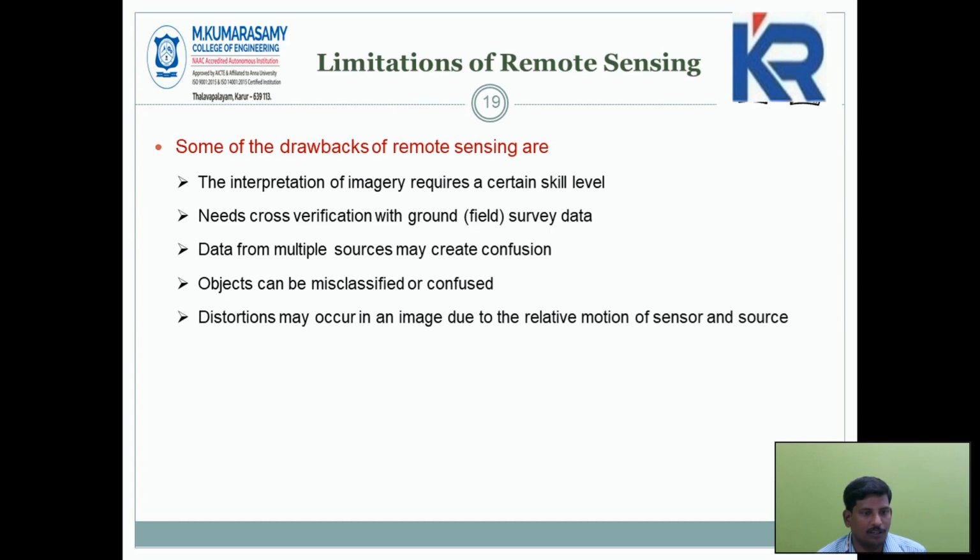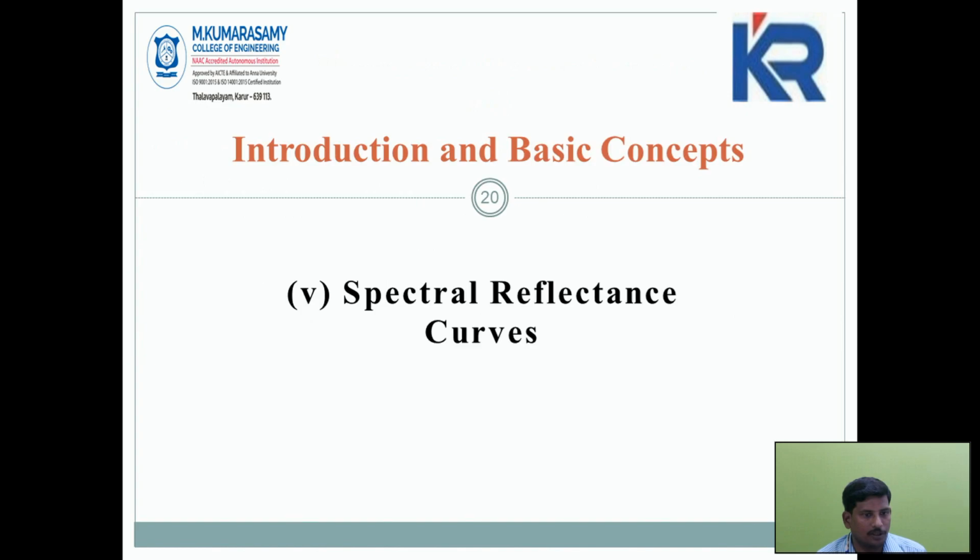Some of the drawbacks: the images require a certain skill level, so they need cross verification with the ground. Whatever data we collect with the help of remote sensing must finally be matched with the field ground level. The data from multiple sources may create confusion. The object can be misclassified or confused. Distortion may also occur in an image due to the relative motion of sensors and sources.